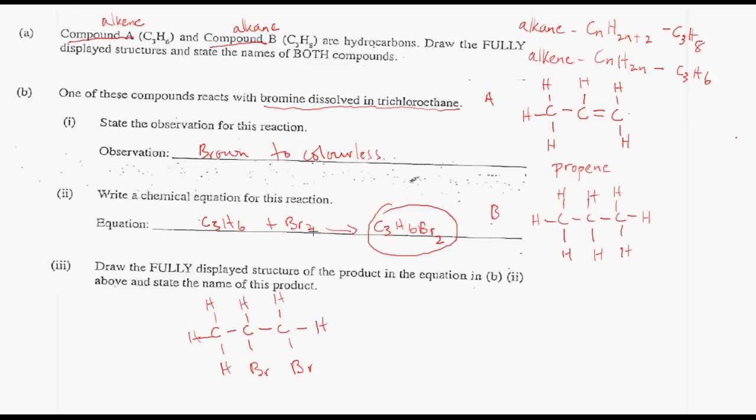The bromine, the Br2, adds across the double bond. Right, so the double bond becomes a single bond, and a bromine atom is attached to each of the carbon atoms.